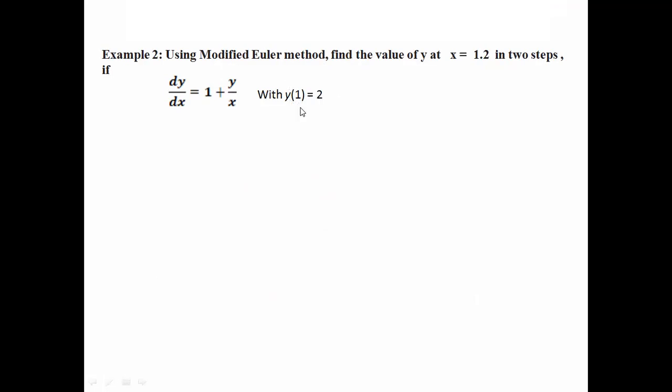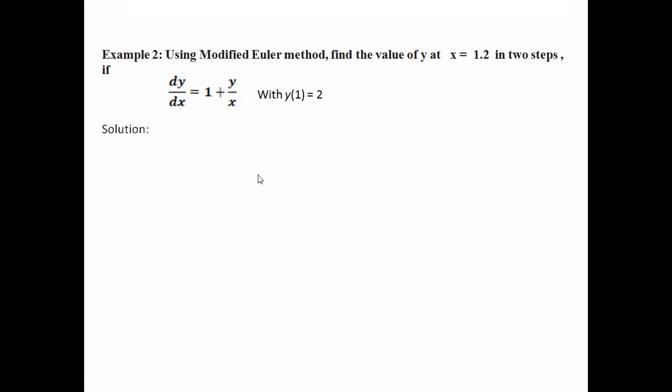That is known. By knowing this value, you have to find the solution for y at x is equal to 1.2. If the step is not given as two steps, then from 1 to 1.2 you can take h is equal to 0.2. But here they mentioned in two steps, which means that to get the solution at this step, we have to find the solution at the previous step. That means one more step is required. So 1 to 1.2 is divided into two parts. 1.2 minus 1 is 0.2, and half of that is 0.1. So you have to take h is equal to 0.1, then you get the solution.